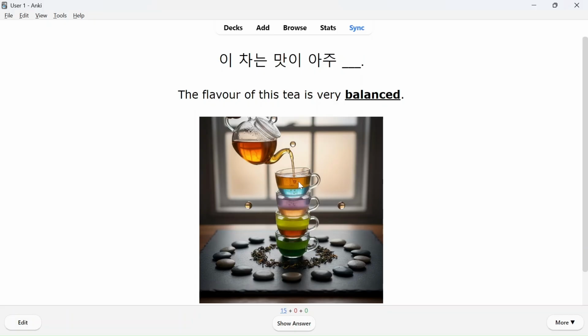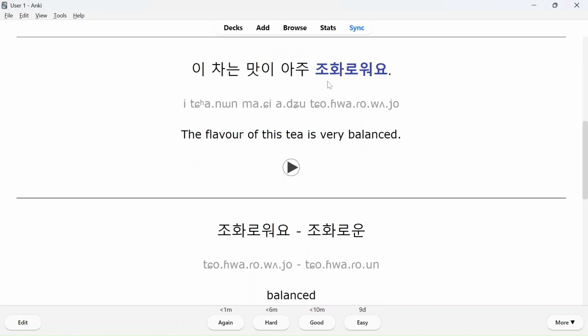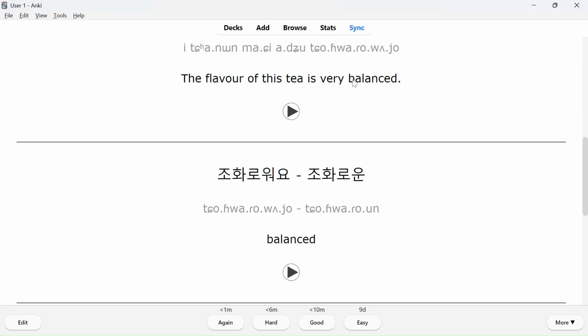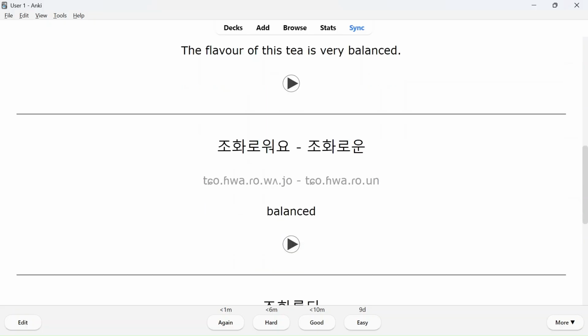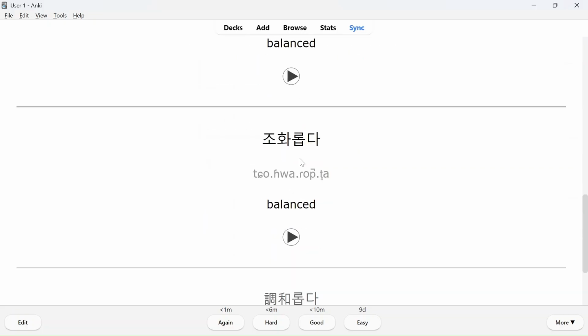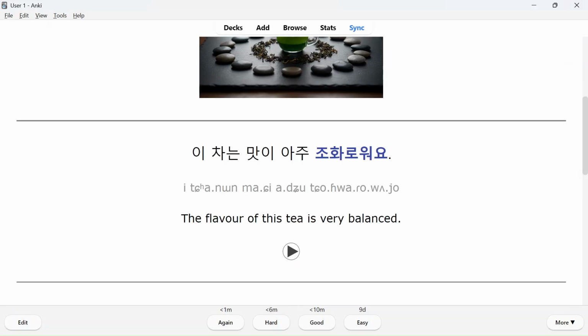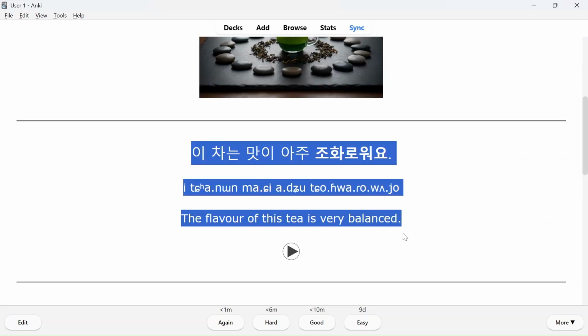And you see a visual representation of the Korean sentence and the word that we're looking for. So this will help you when it comes to really understanding and memorizing the Korean word. So, balanced in Korean. Let's have a look. 이 차는 맛이 아주 조화로워요. 조화로워요. 조화로운. 조화롭다. Great. So, I'd like to get started with the first area, which is the sentence area.